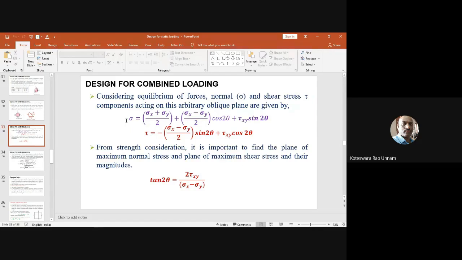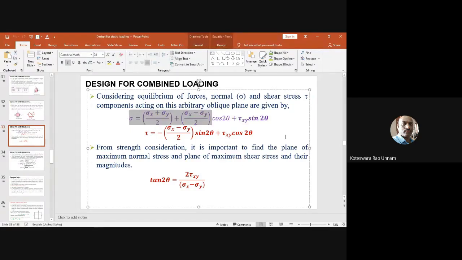So this is the expression for the normal stress on that plane, and this is the expression for the shear stress on that inclined plane. Now, if you differentiate this one with respect to theta and equate to 0, you will get the position for the maximum normal stress. Similarly, you can differentiate this one with respect to theta and equate to 0, you will get the plane of maximum shear also. And also, maybe I have not mentioned here, there is some relation between plane of maximum shear and plane of normal stress.